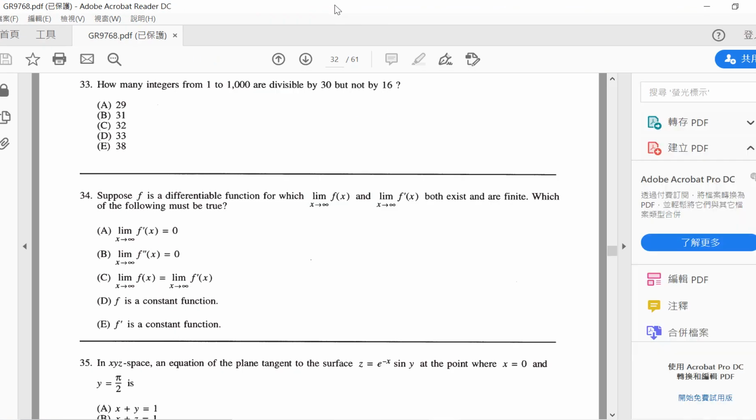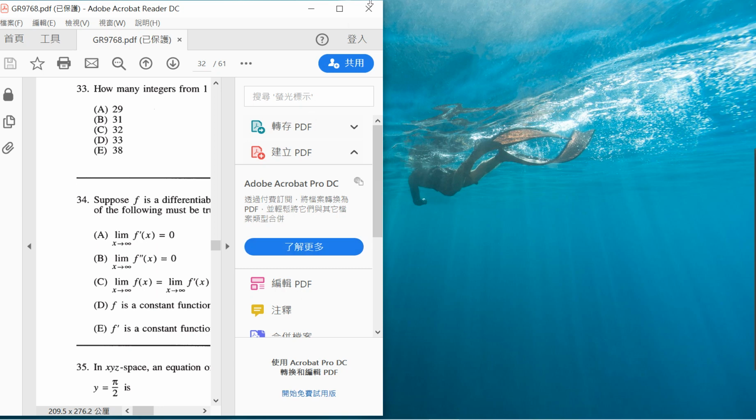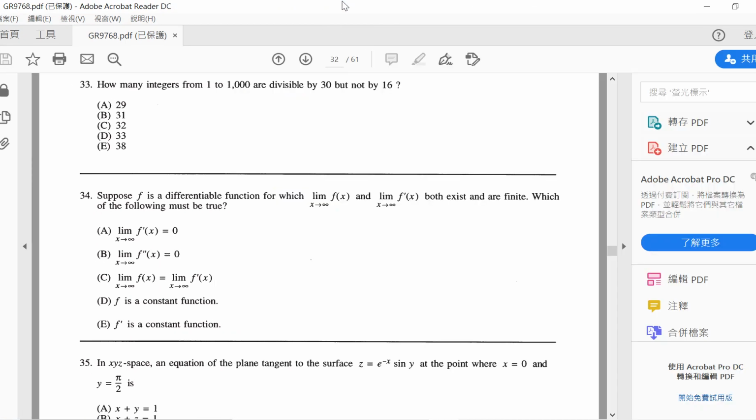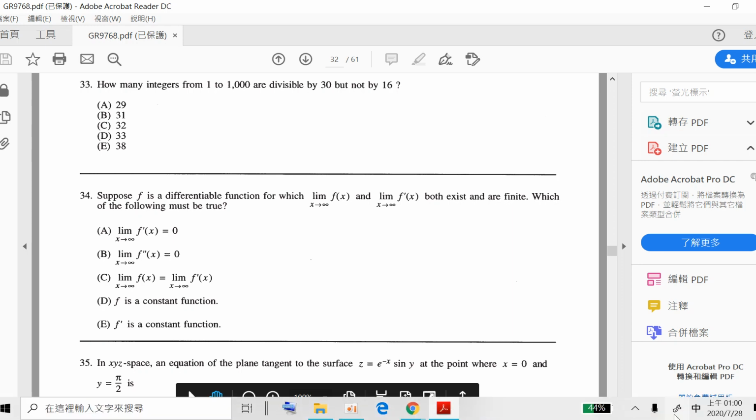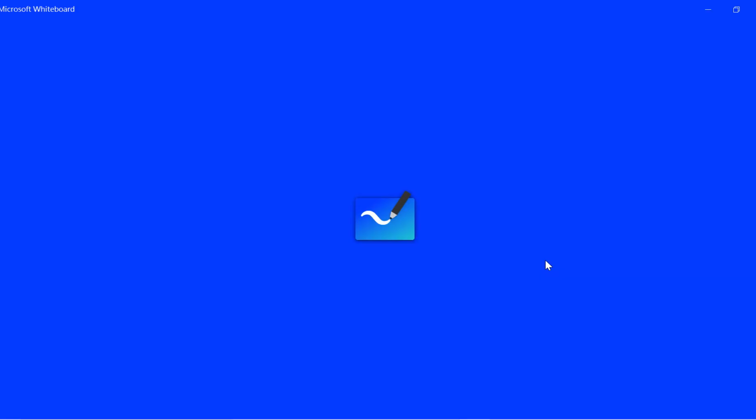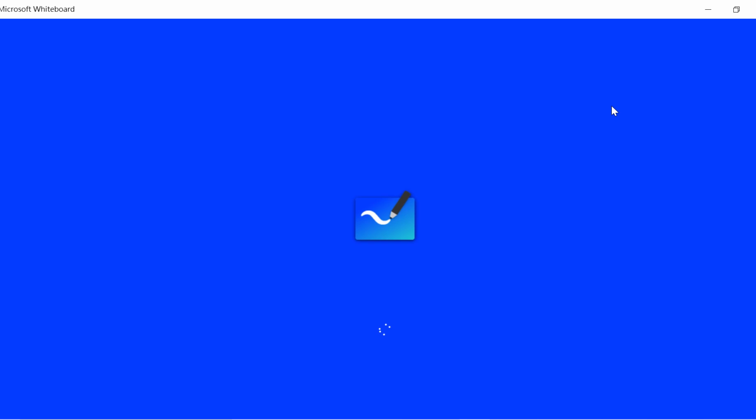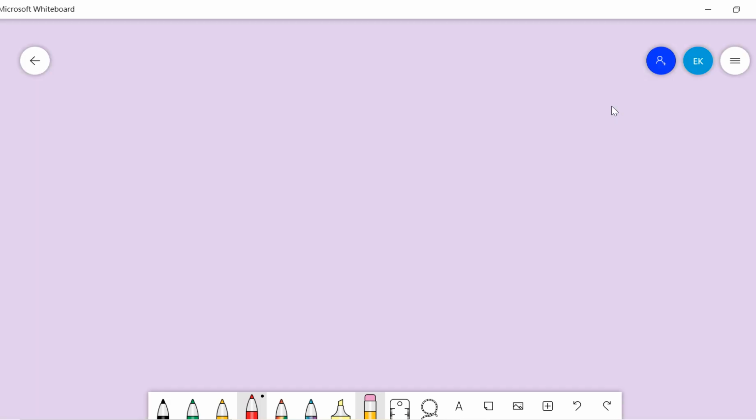Guys, so today we want to solve problem 34. Say that f is a differentiable function for which the limit of f as x approaches infinity and the limit of f prime as x approaches infinity both exist and are finite. Which one must be true? This problem is a little bit difficult. It's not difficult to guess the answer, but it's somewhat difficult to argue exactly why this is true.